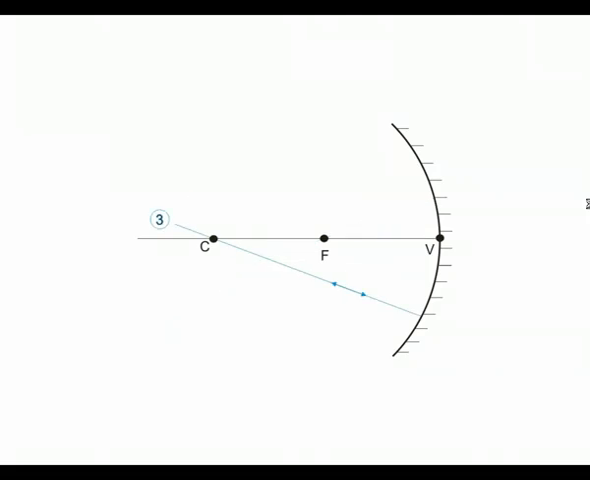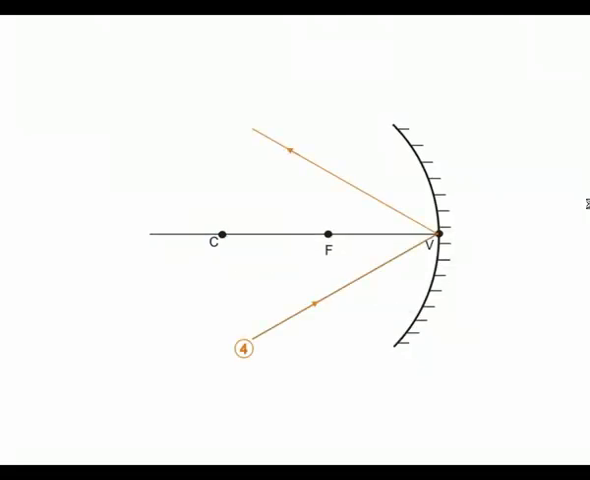The third one is that a light ray through C, the center of curvature, upon reflection will reflect back upon itself, back through C. And the final one is that a light ray through V, the vertex, where the principal axis meets the mirror here, will reflect such that, again, the angle of incidence equals the angle of reflection.